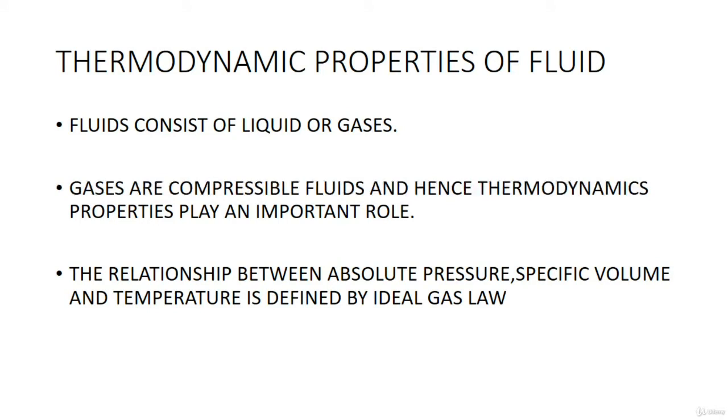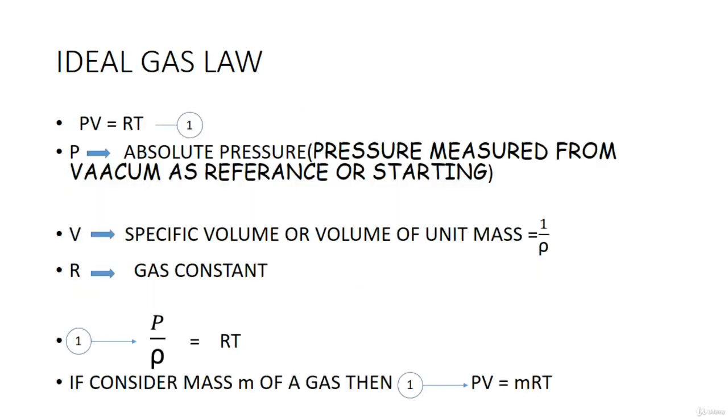The relationship between absolute pressure, specific volume and temperature of a gas is defined by the ideal gas law. The ideal gas law in the form of an equation states that PV is equal to RT, where P is the absolute pressure. Absolute pressure is measured by taking vacuum as the reference, that is, vacuum pressure is taken as 0 and all other pressures are measured by taking this vacuum as a base.